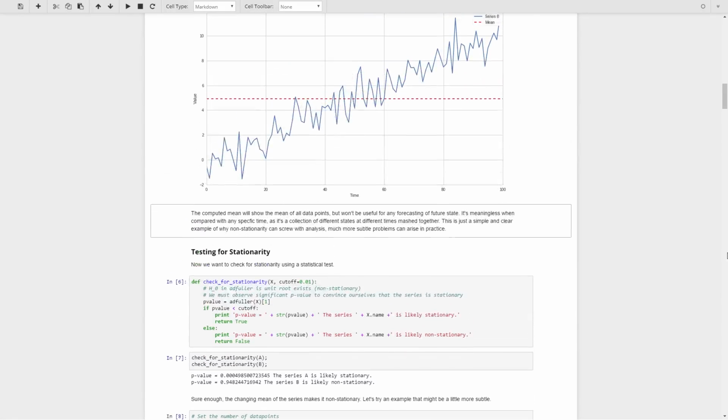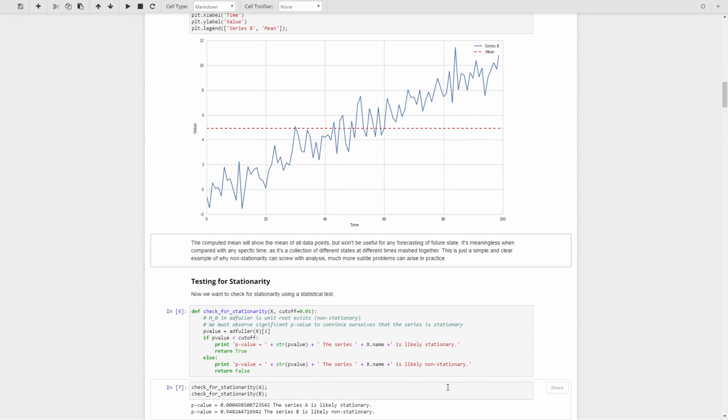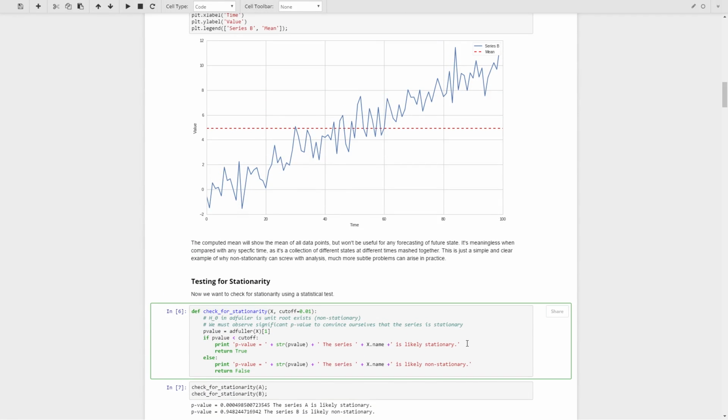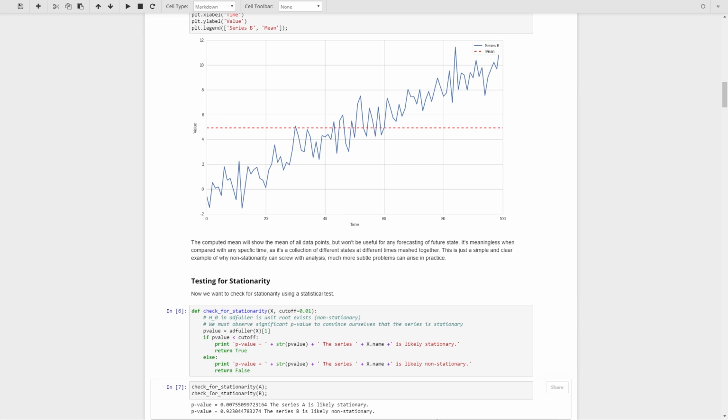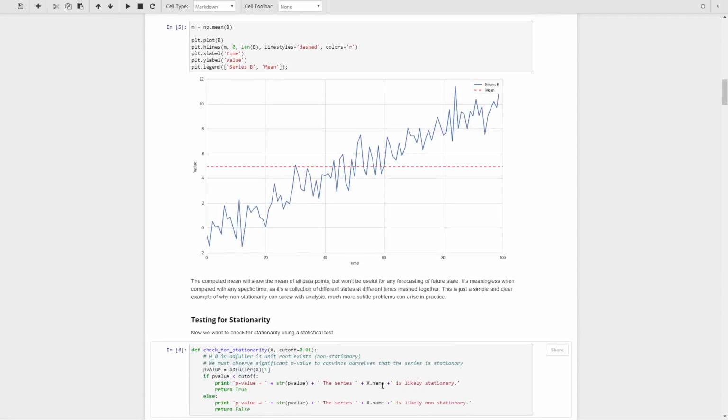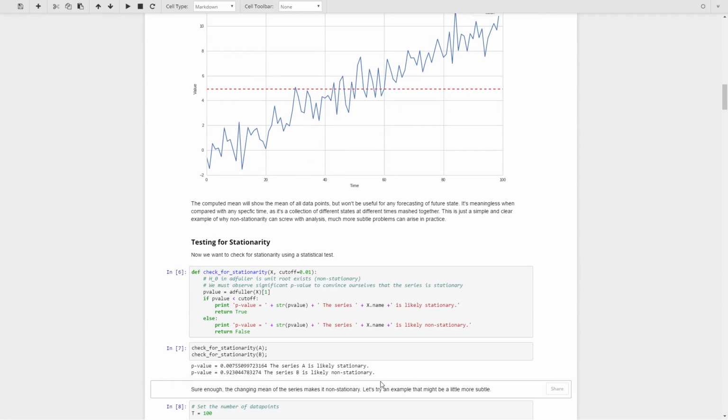Now, how do we actually figure out whether a time series is stationary or not? Luckily, we do have statistical hypothesis tests designed to check for stationarity. We're just going to make use of one of the most popular ones here, the augmented Dickey-Fuller test, and define this check for stationarity function and use it to test whether A and B are stationary. So we'll run these two cells, and we see, okay, A is likely stationary, and B is likely non-stationary. That makes total sense given the definitions, just a sanity check, confirming it.